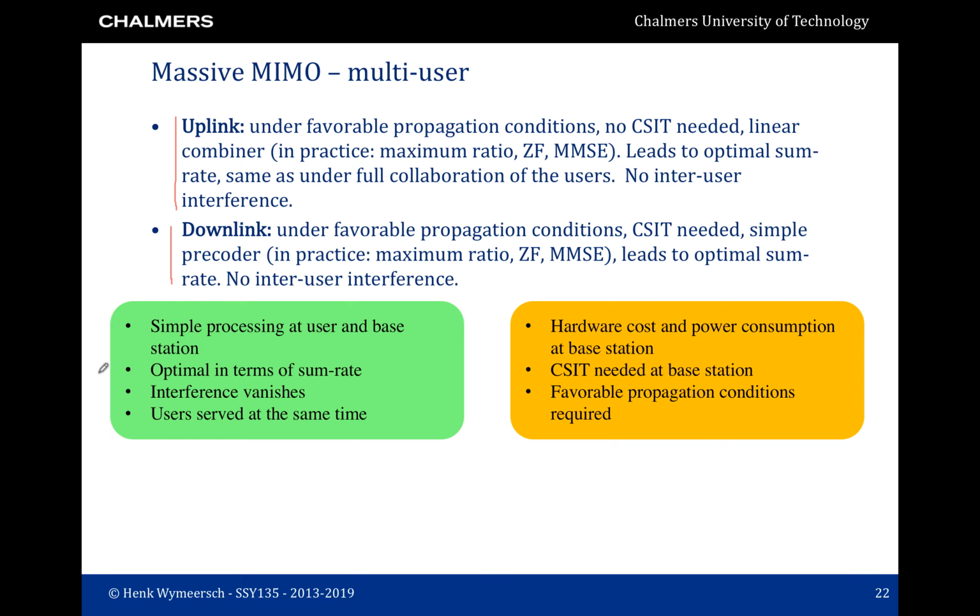On the downside, we can have increased hardware cost and increased power consumption at the base station. This is because we need many antennas, and each antenna needs its own RF chain and analog-to-digital converter. We have the need for channel state information at the base station. We'll talk about this later, how this can be achieved. And we also need favorable propagation conditions.